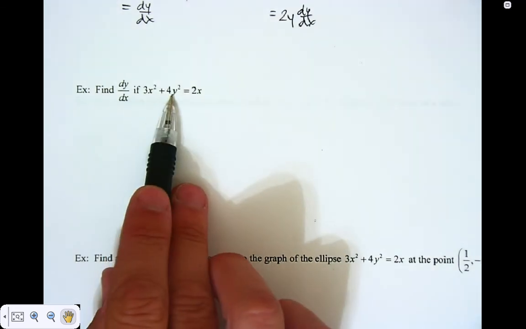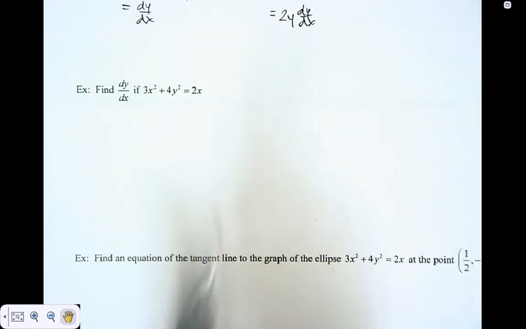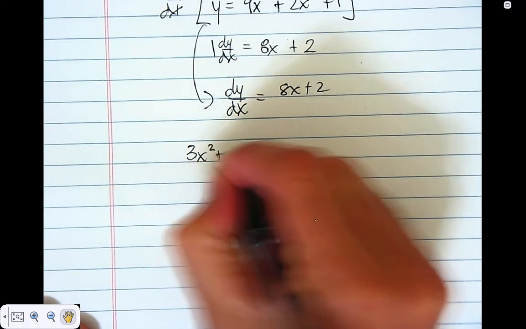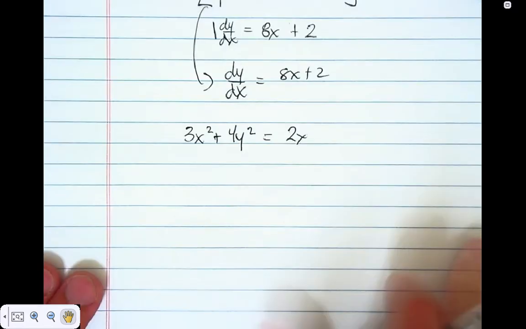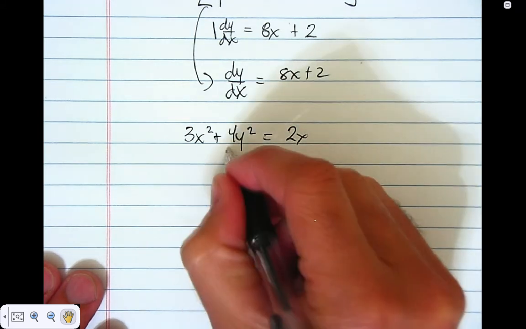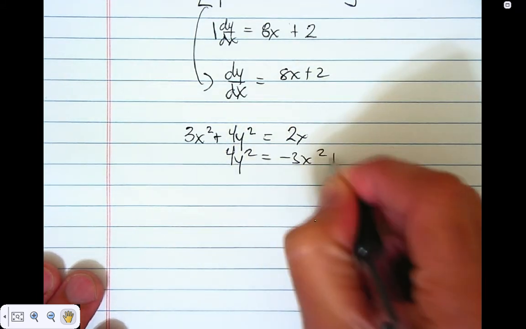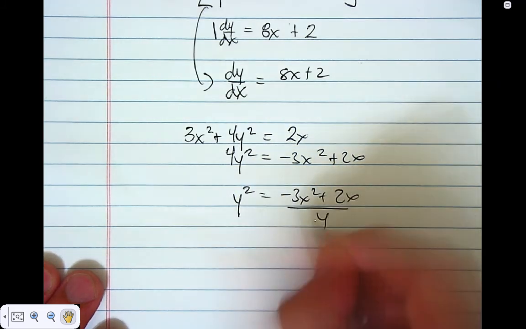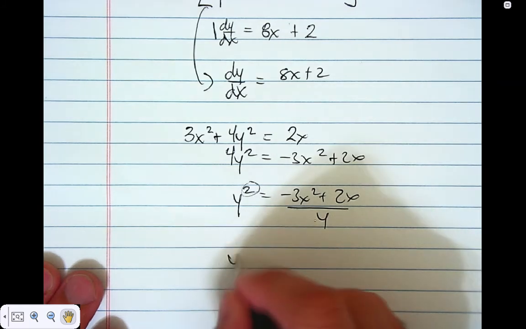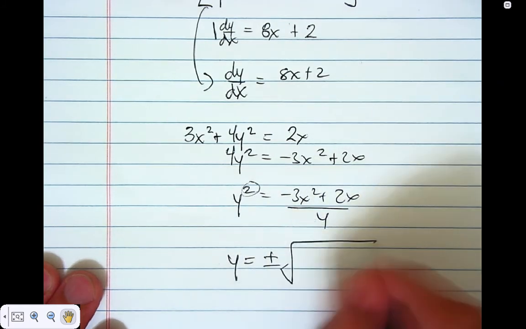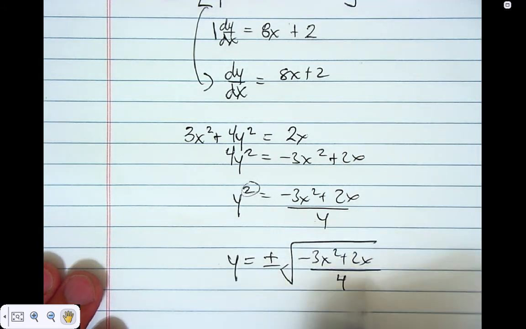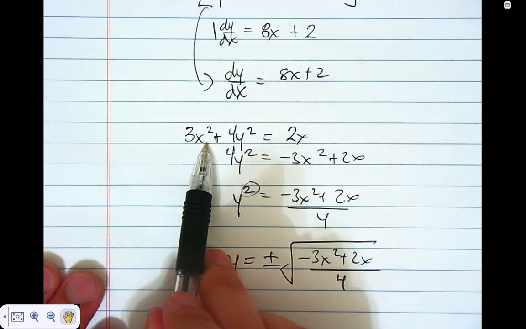So you can't solve this explicitly for y. 3x squared plus 4y squared equals 2x. If I asked you guys to solve this for y, you would have a really hard time doing it, right? You could isolate it, and then you could divide by 4. But then eventually, look what you're going to have to do. You're going to have to square root both sides, giving you this plus or minus, which is really, really hard to work with. This is actually two functions, so you can't even solve this equation for y.